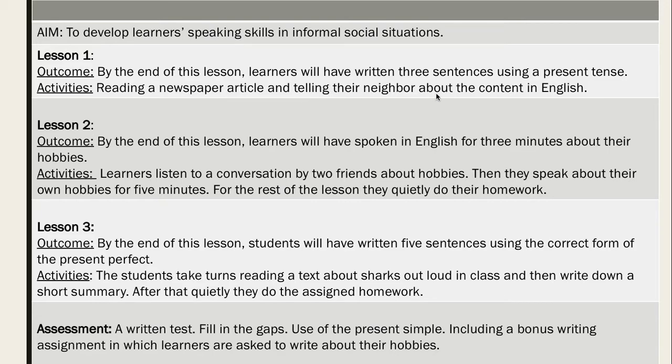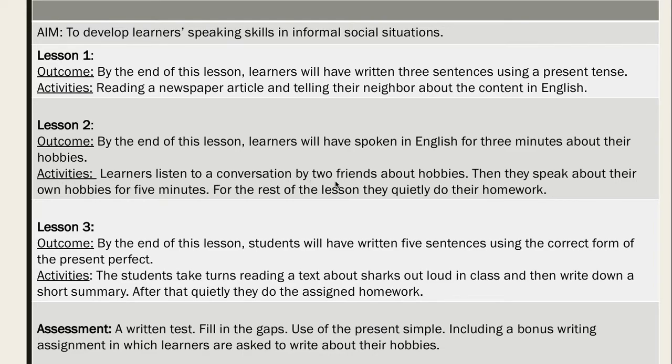How is telling their neighbor about the newspaper article at all related to them writing 3 sentences? Okay, epic fail number 2. Now let's look at the next lesson, outcome. By the end of this lesson, learners will have spoken in English for 3 minutes about their hobbies. Okay, aside from the fact that this has nothing to do with the written test, what's our activity?